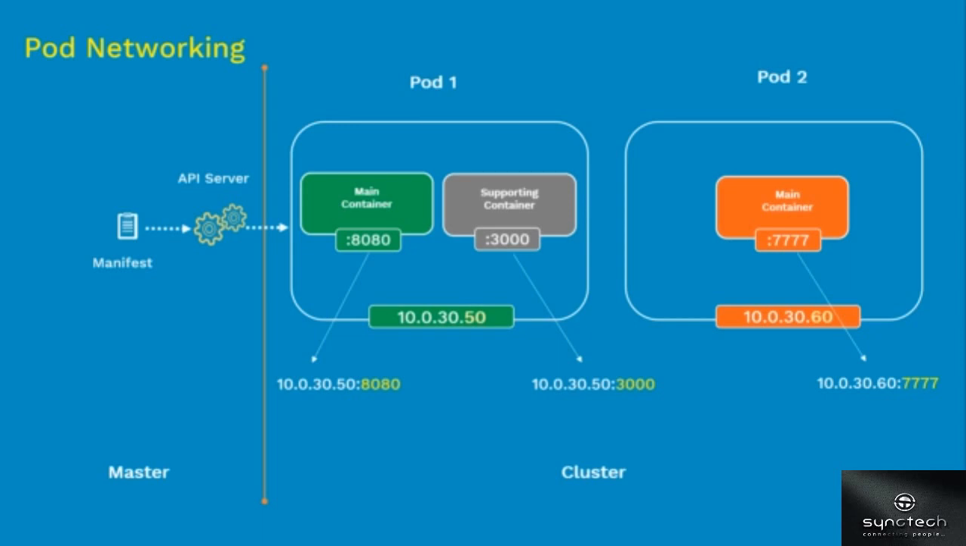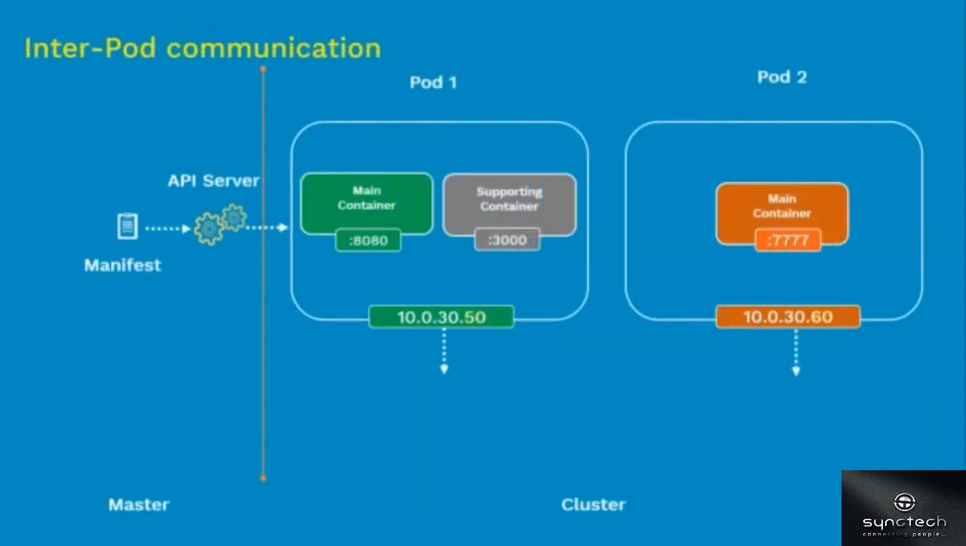In the next slide, we look at how one pod talks to another pod, which is called interpod communication. Now in this slide, we'll discuss how two pods communicate with each other, which is called interpod communication. Interpod communication is simple. That's because all the pod IP addresses are fully routable on the pod network inside the Kubernetes cluster.